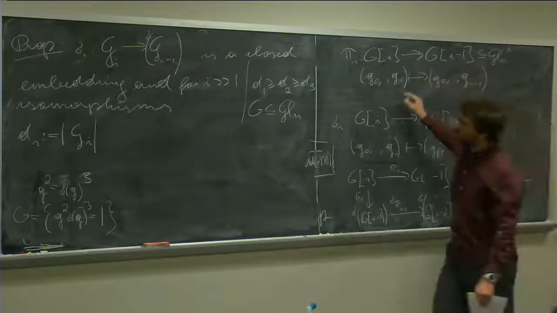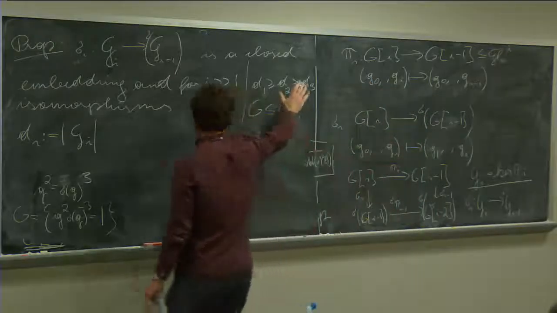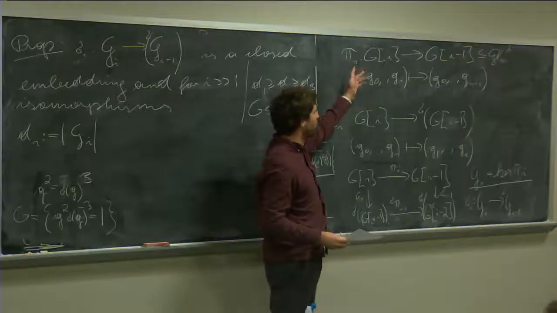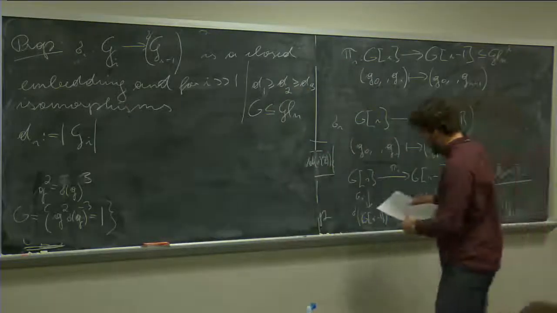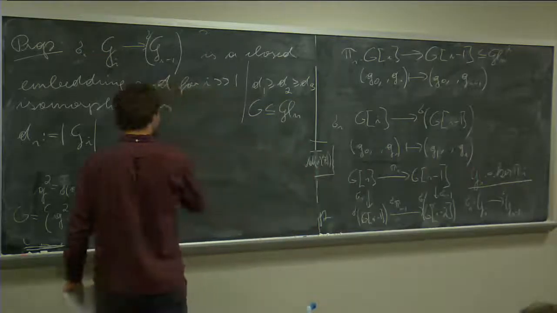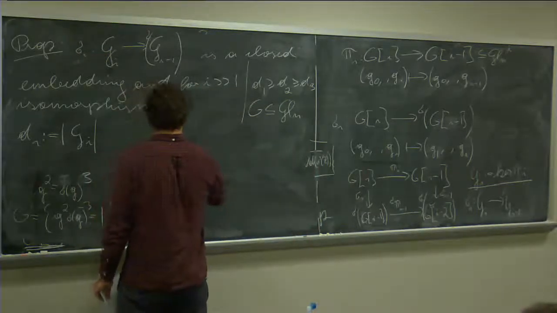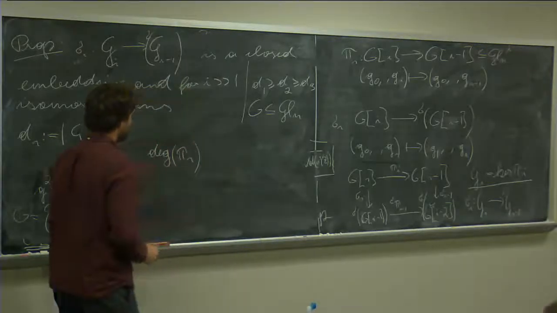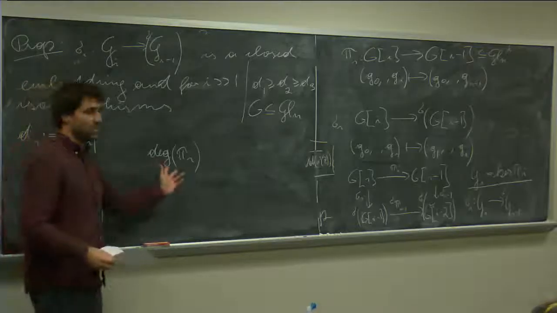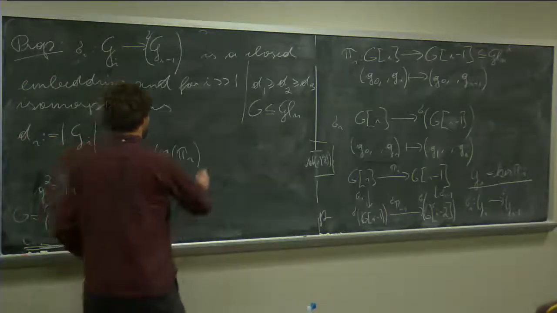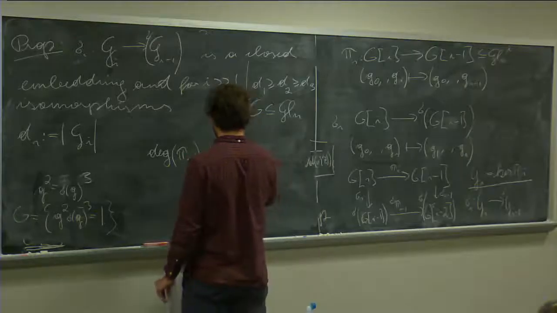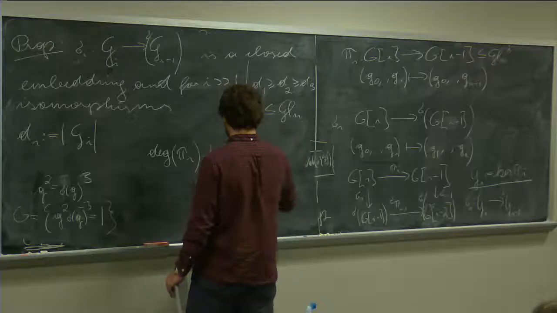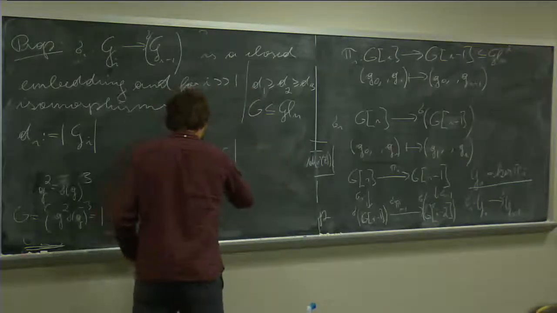I can say something else in terms of the pi_i's alone, without worrying about the curly G_i's. What you can say is that the degree of the pi_i's is not increasing. Really the degree of the pi_i's is just the size of G_i.